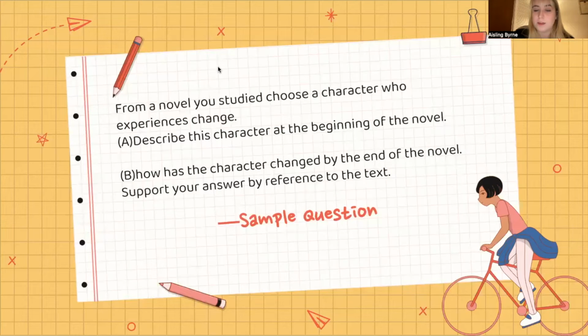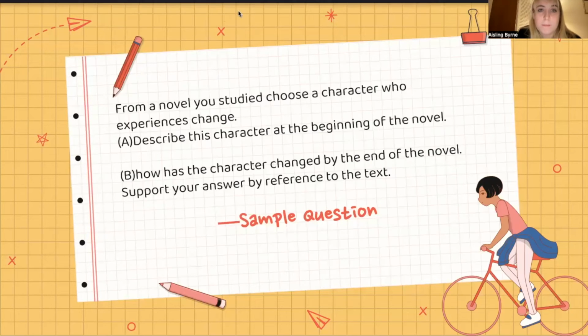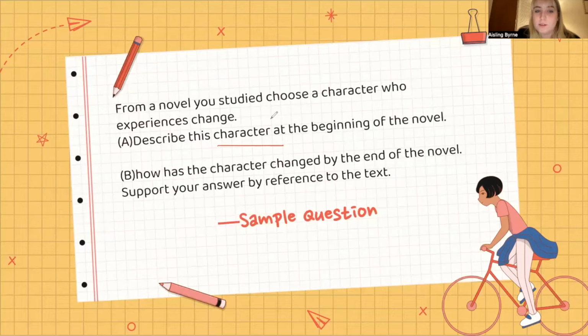So now we're just going to start looking at sample questions, and we're going to look at a few brainstorms I've made and then a sample answer. So this one here: from a novel you studied, choose a character who experiences change. So we know this is a character question already. We've got a character question been asked. The keyword there is change.